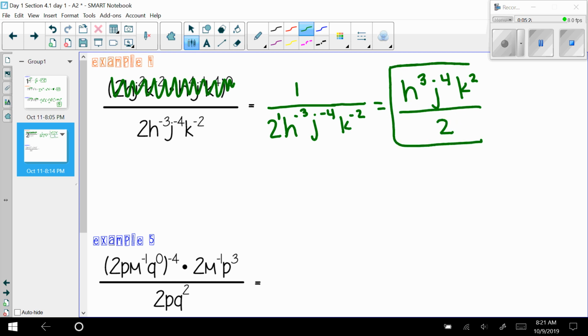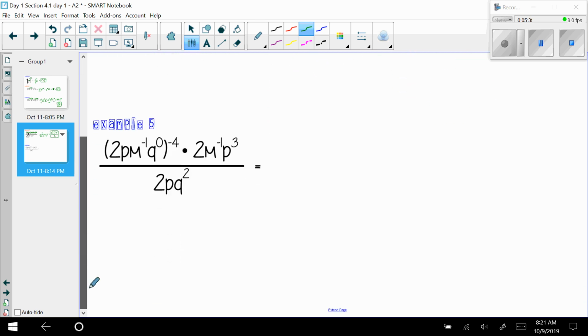And I know my expression here is simplified because all of my exponents are going to be positive and I only have 1 of each letter. Okay, that's a good way to check and make sure you're all the way simplified.